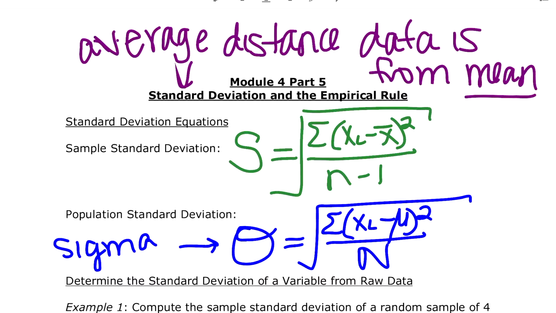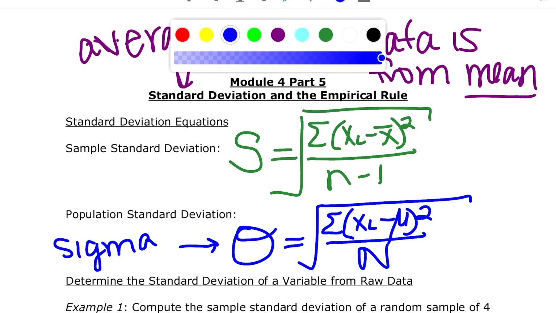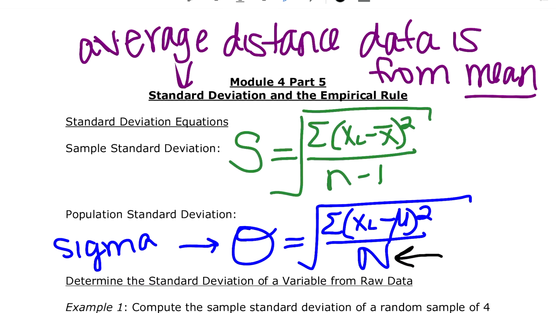There is a very good explanation for why we do these. If you would like to look it up, you can look at the proof. Wikipedia actually has a pretty good article on that, or you can just take my word for it. Most people do. All right. So these are the two equations. We're going to focus on the sample standard deviation because that's the one that we're going to see more in this course as opposed to the population standard deviation, because most of the time we don't know what the population size is going to be.